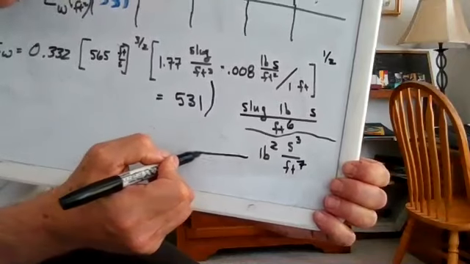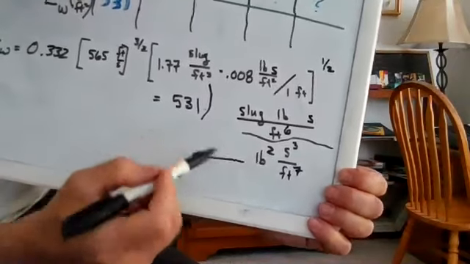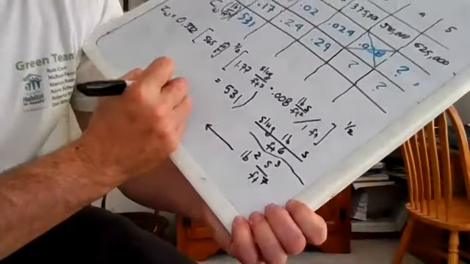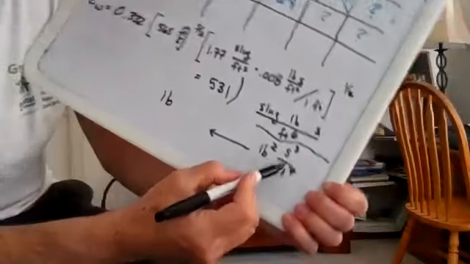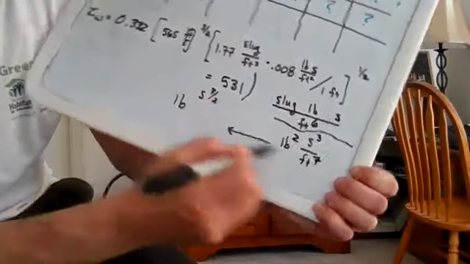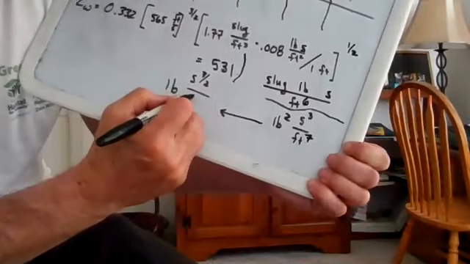So what do I do then? I end up taking the square root of all that. So that's pretty nice for pounds. That just becomes pounds, and this becomes seconds to the 3/2, and the denominator becomes feet to the 7/2.